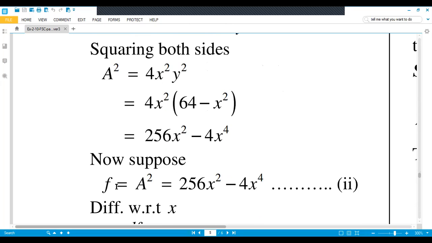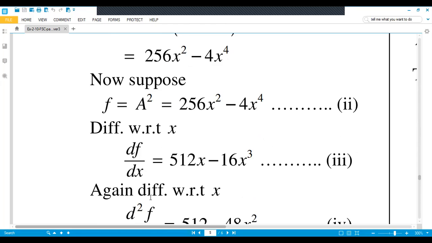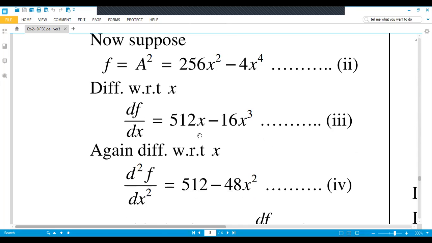Now suppose F is equal to area A square, which is equal to 256x square minus 4x power 4. Differentiate this function with respect to x. So 2 multiplied with 256 gives 512x, and 4 multiplied with 4 gives 16x cube, because from the power we subtract 1 and the power multiplies with the coefficient. Again differentiate with respect to x. So we get 512, and 16 multiplied with 3 gives 48, and from the power we subtract 1, x square. Now to find the critical point, what will we do?